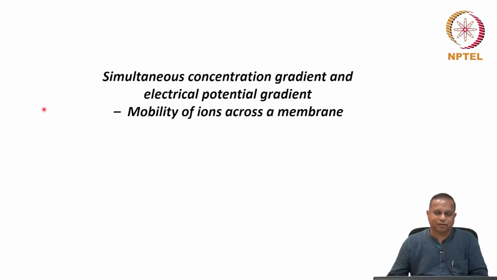Welcome back. We are looking at a situation where there is a simultaneous concentration gradient and electrical potential gradient. We had derived the Nernst equation yesterday, as well as we saw the Nernst-Planck equation. Essentially, we looked at the condition of electrodiffusive equilibrium when there is no net movement of an ion under the combined influence of an electrical field as well as a concentration gradient. That's what we had seen in the previous class.